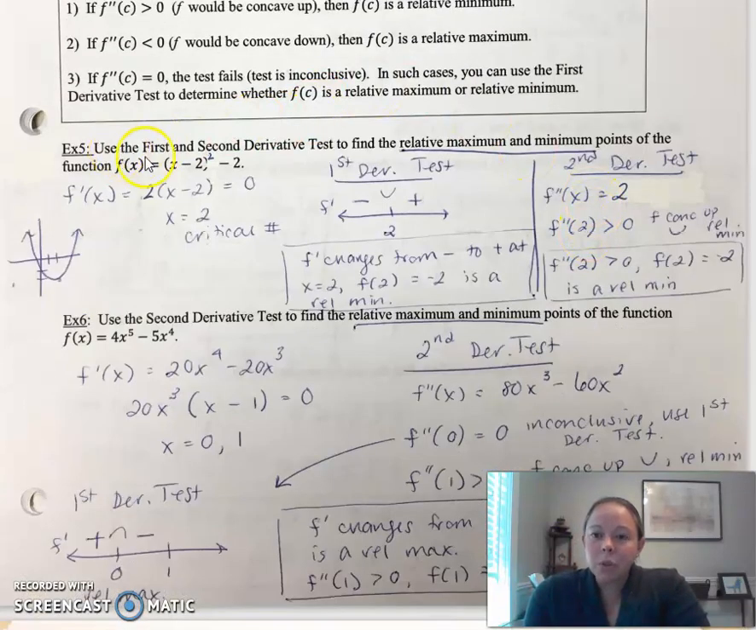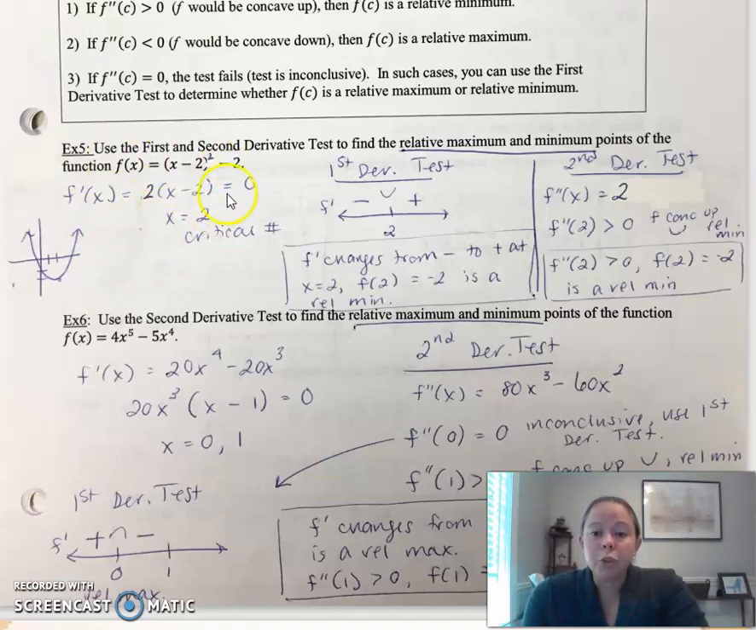Okay, so here's an example. Use the first and second derivative tests to find the relative max and min points of the function. We're going to do both tests and you'll see we get the same answer. Now, the nice thing is both of these always start off the same. You find the derivative, set it equal to 0. You have to know where your critical numbers are. So that's what I did first, and it's at 2.